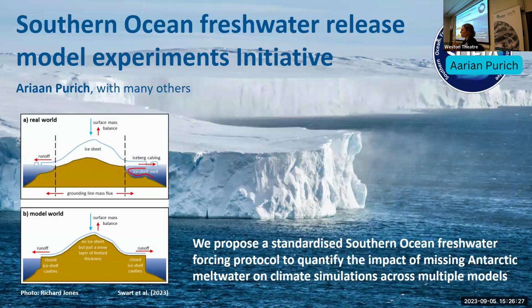This means that over the 21st century, when the ice sheet melt is accelerating, the coupled models aren't representing this extra fresh water entering the Southern Ocean. This is important because this fresh water increases the stratification of the Southern Ocean, and this changes the distribution of heat. So this is going to have important impacts to global climate. But we don't have a good understanding of exactly how important these impacts will be, because the studies that have looked at this have done so using different models and adding different amounts of fresh water in different ways. So in the Southern Ocean Freshwater Release Model Experiments Initiative, we propose a standardised Southern Ocean freshwater forcing protocol to quantify the impact of missing Antarctic meltwater on climate simulations across multiple models.